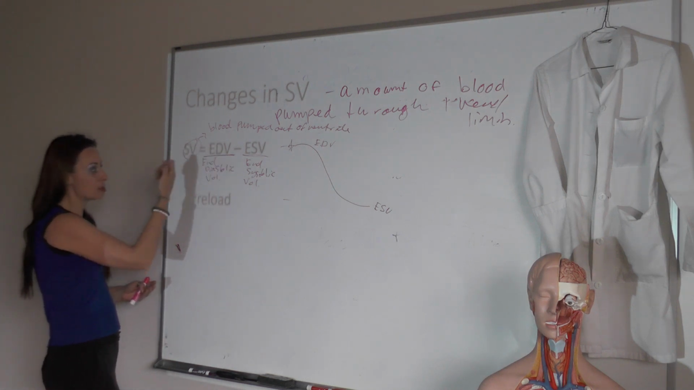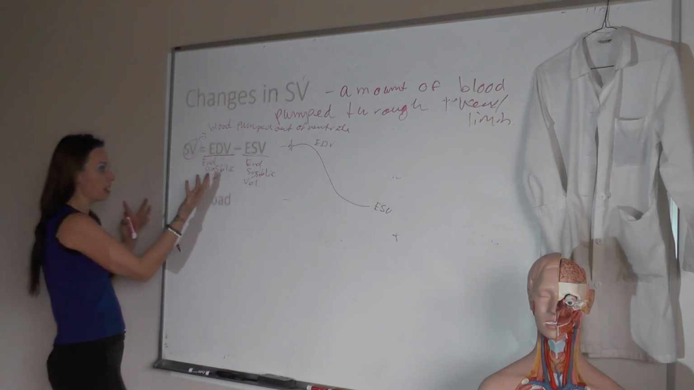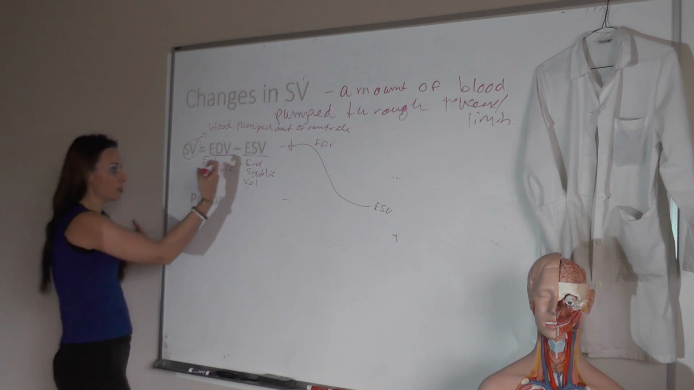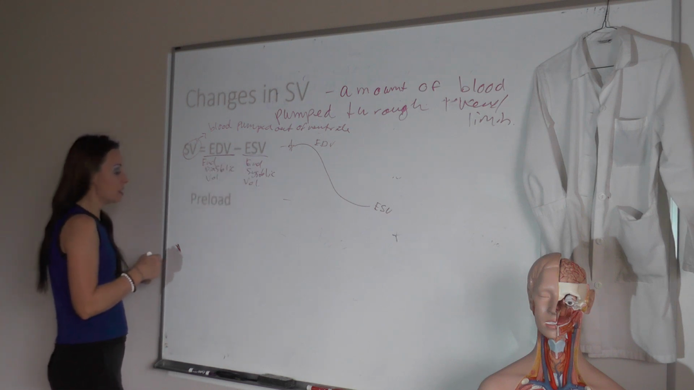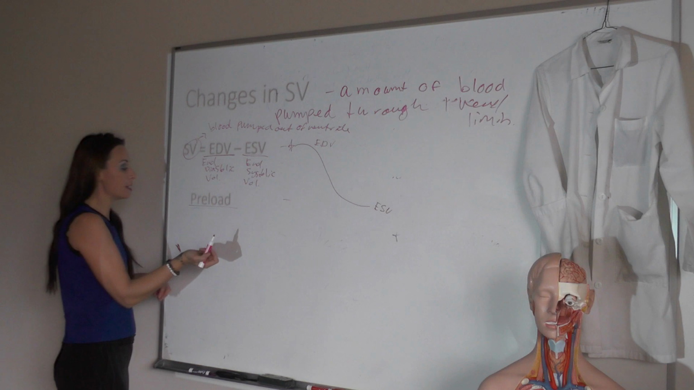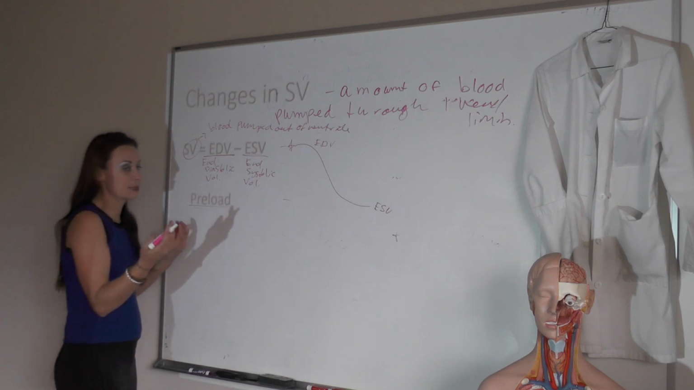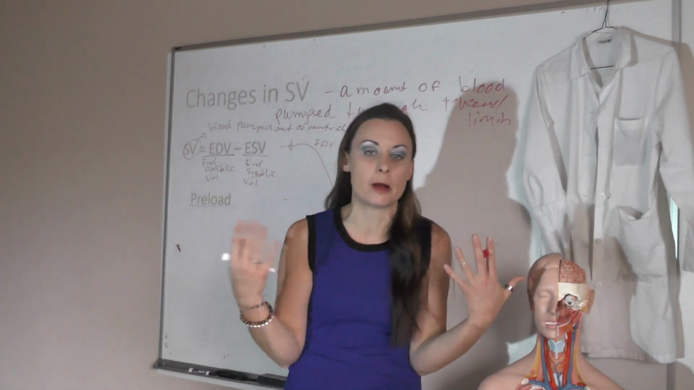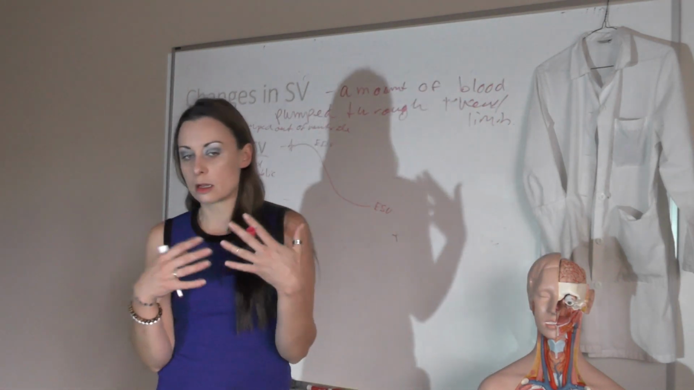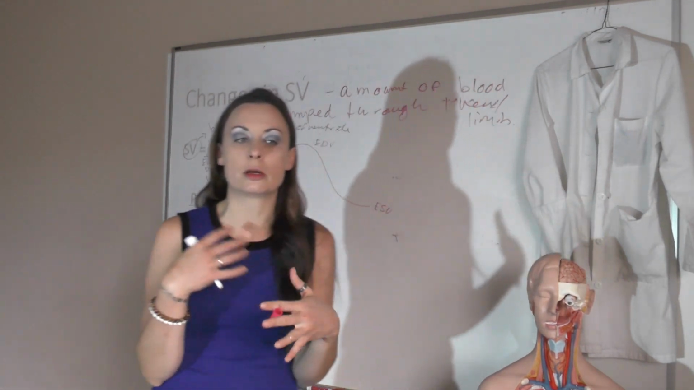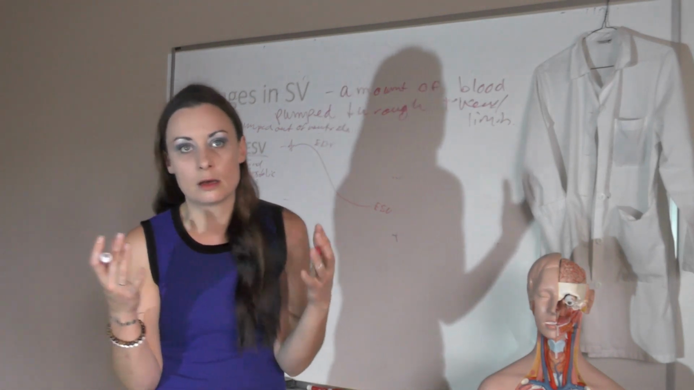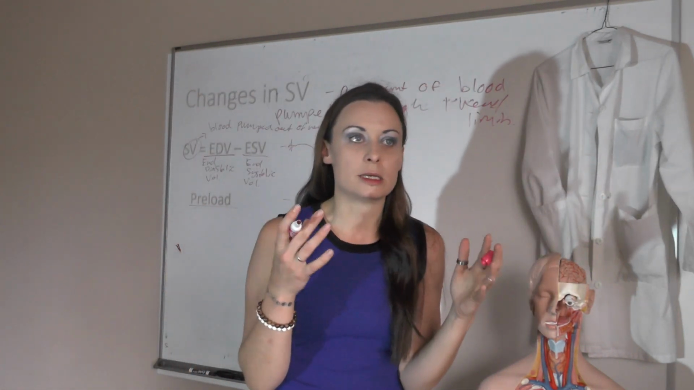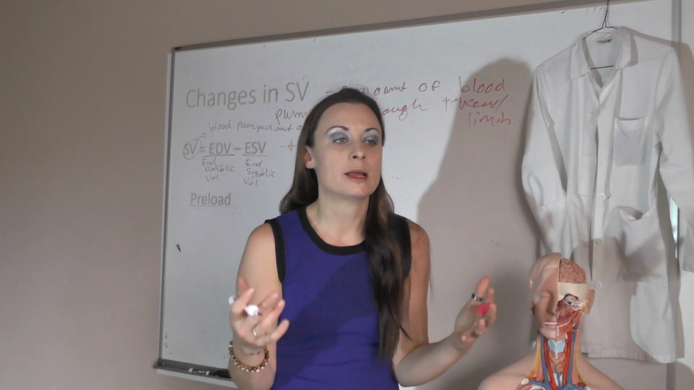I can change how much blood is coming back to my heart, and I can change how much blood I'm pumping out of my heart. So preload is how much blood is coming back to the heart. And if you remember, there's an ideal length-tension relationship for how much skeletal muscle can contract. There's also an ideal length-tension relationship for the heart, the Frank-Starling mechanism.